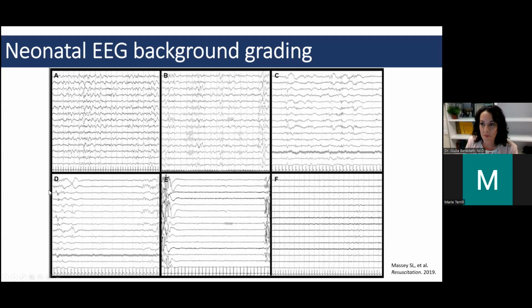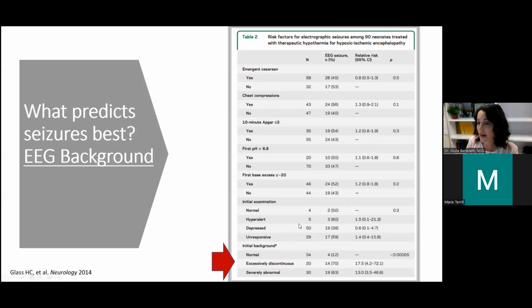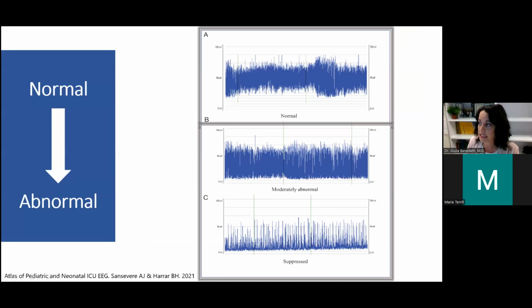There are a lot of different background categorization systems for neonatal HIE. This is one example of what the raw EEG does, starting with our most normal, a continuous neonatal background, to our most abnormal, which is just suppression. And why do we care about background? Well, background helps us predict neurodevelopmental outcome. And it is actually the most predictive feature of whether or not a baby with HIE is going to have seizures. If they have a more severely abnormal background, the more likely they're going to seize.